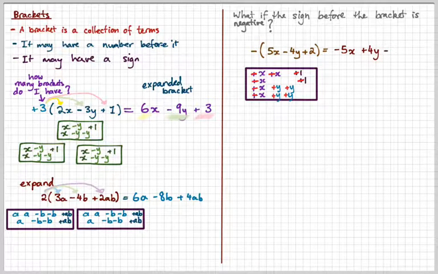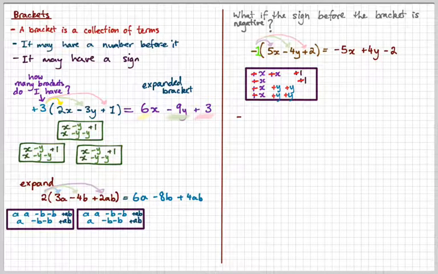How does this work with multiplication? So remember I said that minus brackets could be a minus 1 brackets. So we could put the minus 1 in there, and then we just use the multiplication rule from previously. So it's minus 1 times 5x, which is minus 5x. It's minus 1 times minus 4y, which is plus 4y. And it's minus 1 times plus 2, which is minus 2.